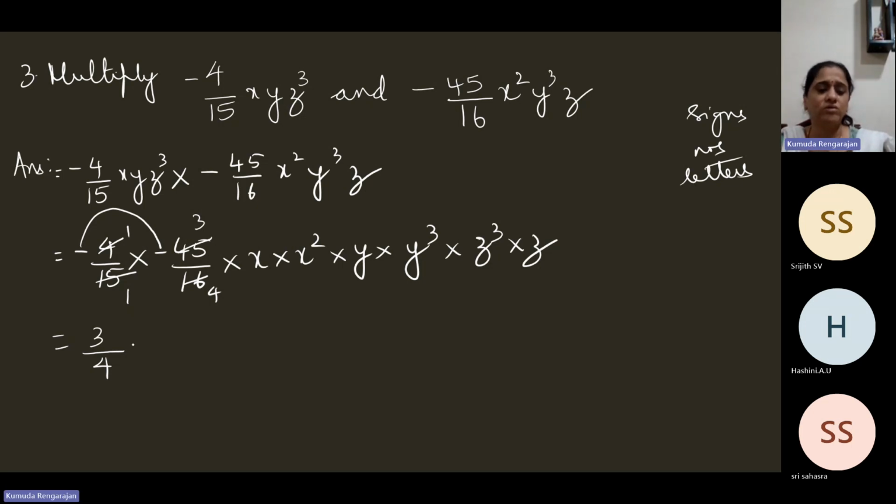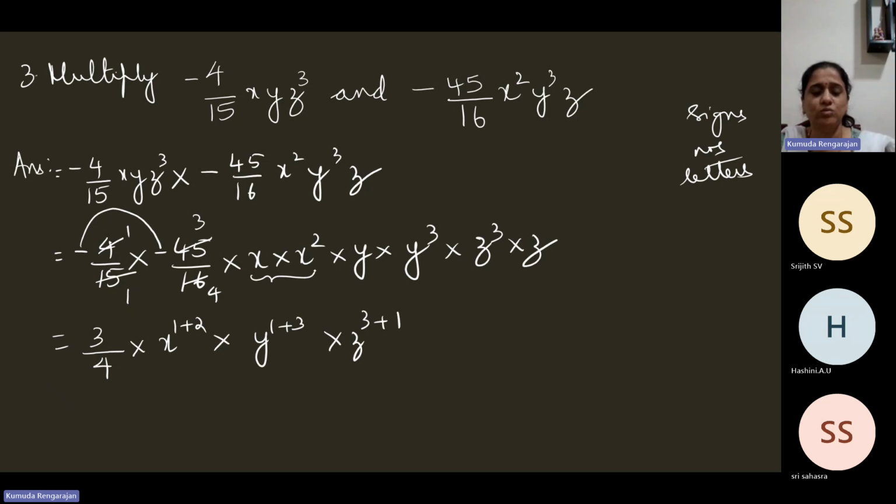Then, by the laws of exponents, when bases are same and it's multiplication, we add the powers. So here the power is 1. There is no power, that means it's 1. So it is x to the power 1 plus 2, y to the power 1 plus 3, z to the power 3 plus 1.